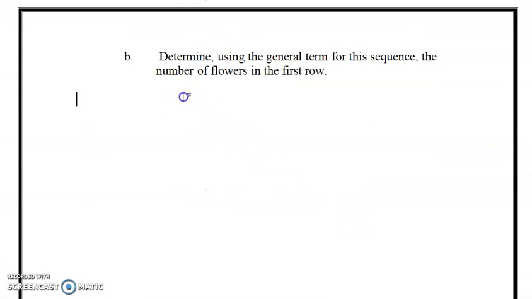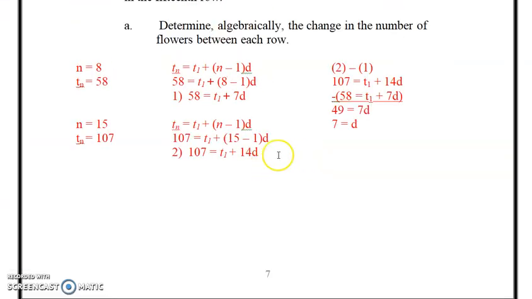Now if we go to the B part, it says determine, using the general term for the sequence, the number of flowers for the first row. So essentially we're trying to figure out what T1 is. You may remember from grade 10, once you had one of the variables, we did X and Y, well in this case we have D. Once you have D, we can find T1 by substituting into equation 1 or 2.